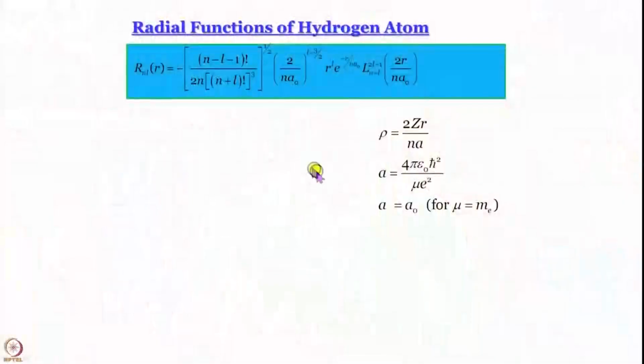But with that understanding, let us now continue with our discussion of the R dependent part, capital R. So, let us have a look at the functions as we had said a few minutes ago. This here is the general form. What we will do is we will write rho for 2Zr by na, because that is something that keeps arising everywhere. We will write a for this 4 pi epsilon 0 h cross square by mu e square, and since it is the hydrogen atom when mu equals me, we are going to write a equal to a0.